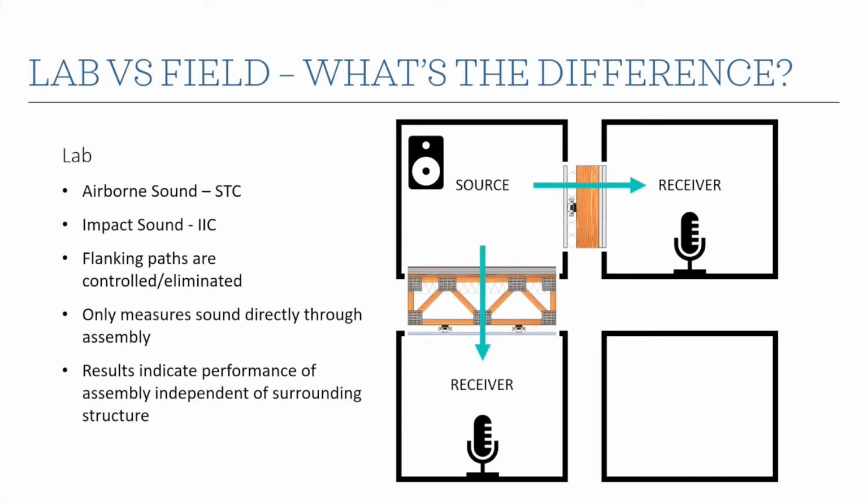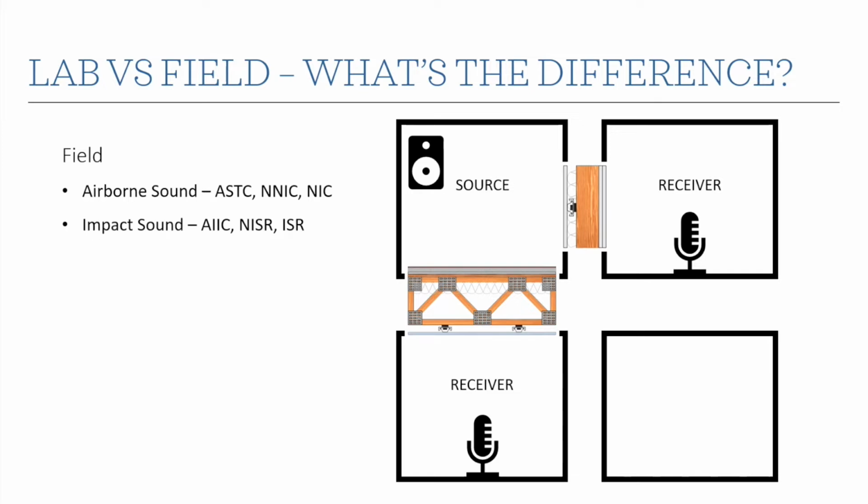In the lab, the idea is that the flanking paths are controlled or eliminated, and the flanking paths are other ways that the sound can get from one space to another, going around the assembly that we're trying to test. So since we've controlled that flanking sound, the test really only measures the sound that's going directly through the assembly. Now, there are limitations to this, but that's a conversation for another time. But then the hope is that the results indicate the performance of that assembly independent of the surrounding structure. So we know what this wall is doing, regardless of the context.